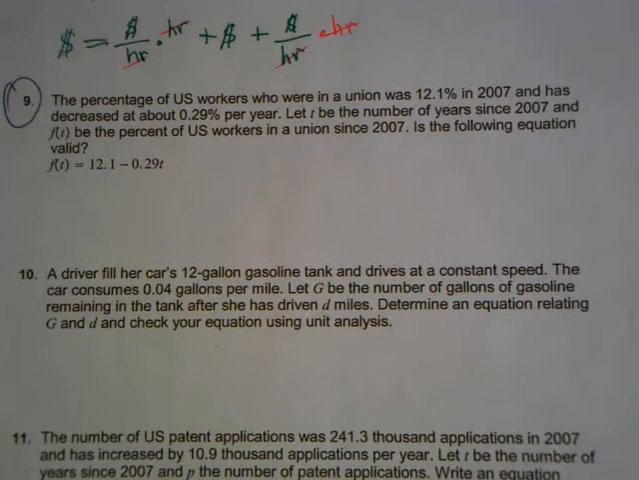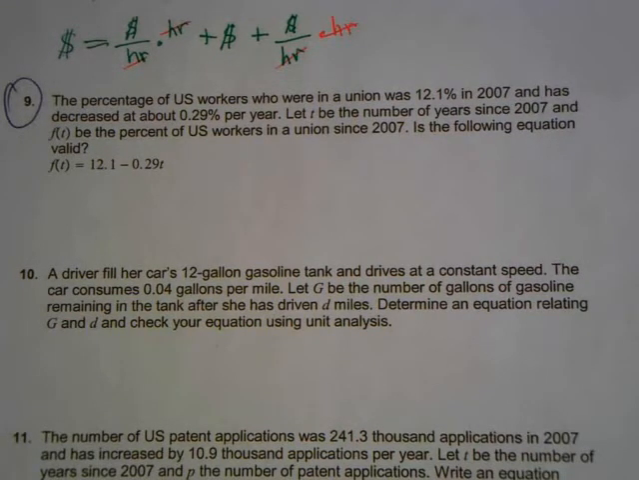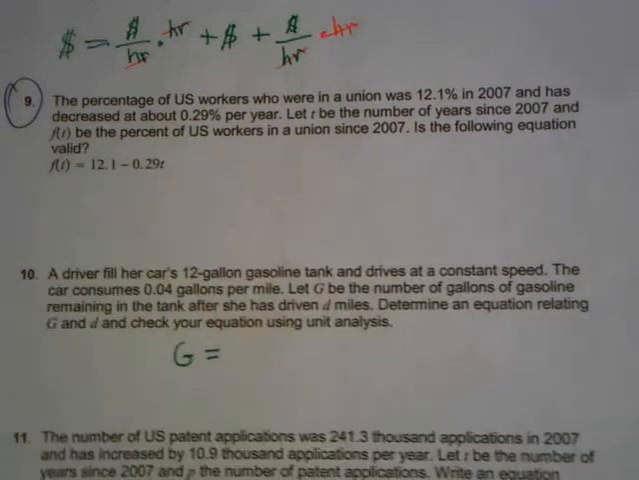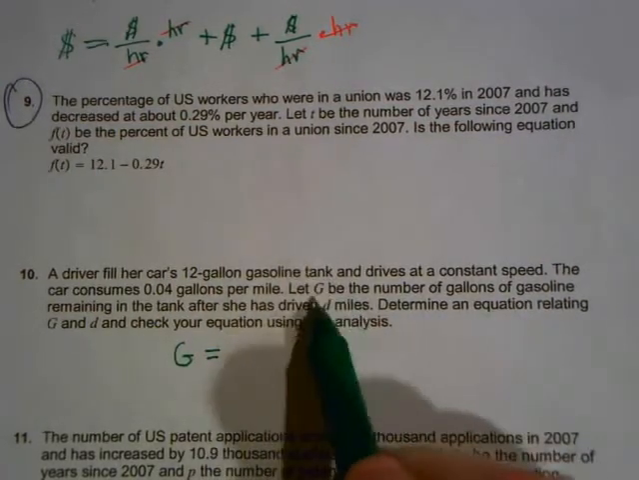A driver fills her 12-gallon gas tank and drives at a constant speed. The car consumes 0.04 gallons per mile. Let G be the number of gallons of gasoline remaining in the tank after she has driven D miles. Determine an equation relating gas and distance and check your equation using unit analysis. Okay, so G equals, we want to figure out the number of gallons. G is the number of gallons.